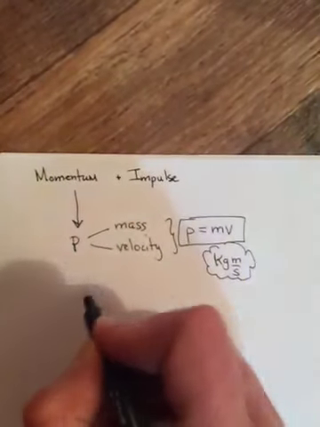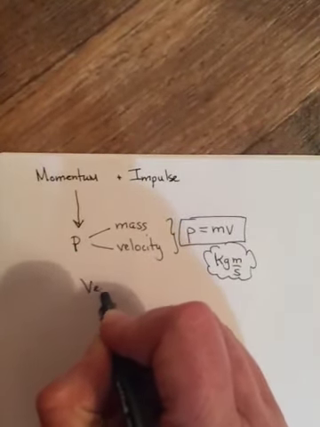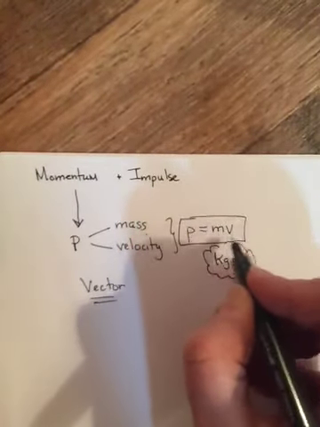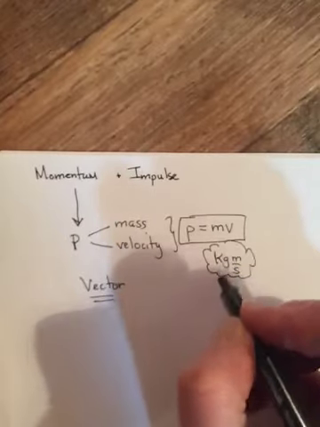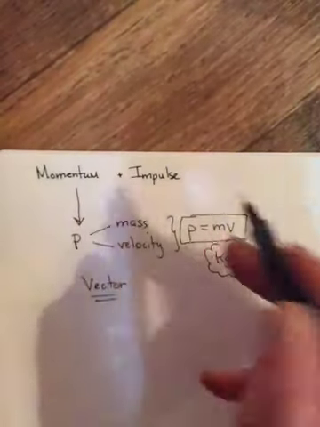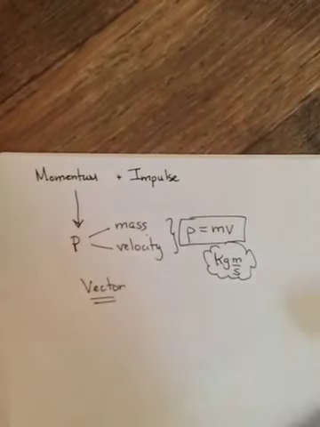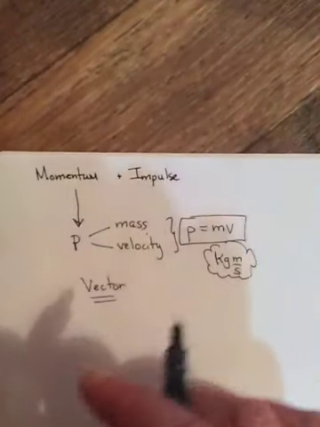Okay, momentum is a vector, which means it needs a direction. And the direction of the momentum will always be the same as the direction of the velocity, right? Because mass isn't a vector. So the momentum gets its direction from the velocity.